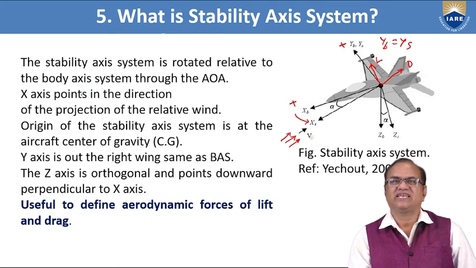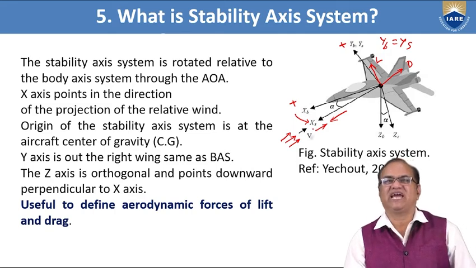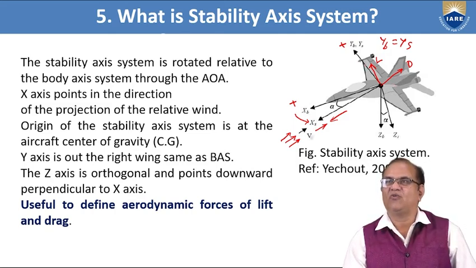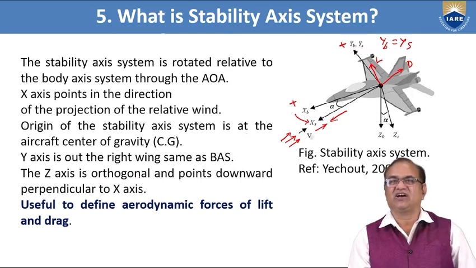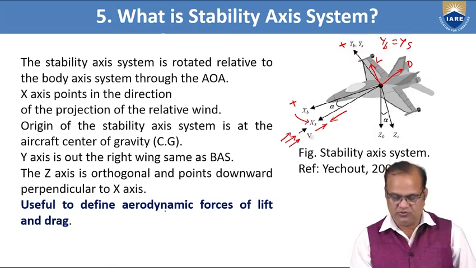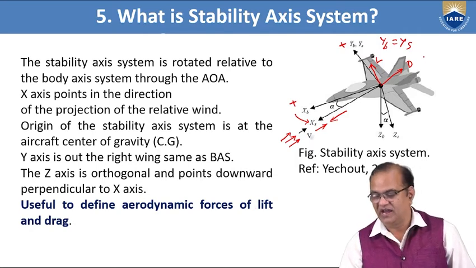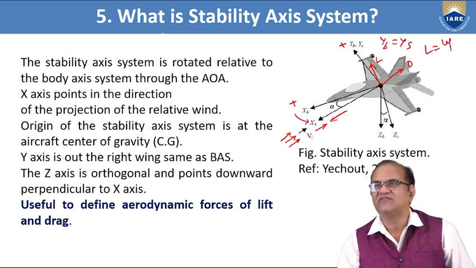X-axis points in the direction of the projection of the relative wind. Okay, in this, I have just shown you, it is going like this, and this is the relative wind. The origin of the stability axis system is at the aircraft center of gravity. Origin is common, and y is also common. Y-axis is out the right wing, same as the body axis system. The Z-axis is orthogonal, pointing downwards perpendicular to the x-axis, useful to define the aerodynamic forces of lift and drag. I have shown here, this L is lift and D is the drag force.